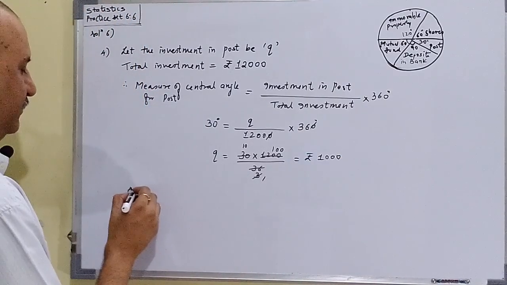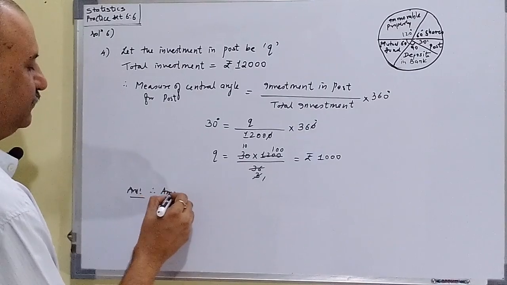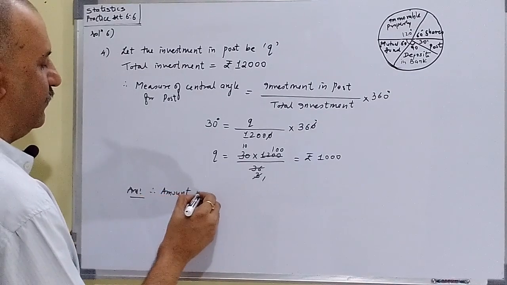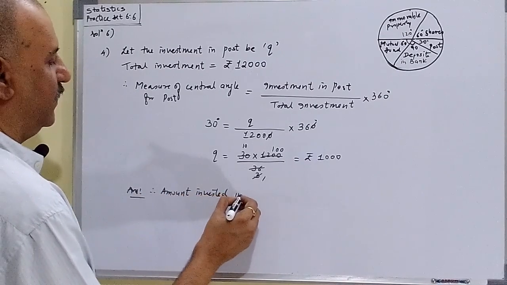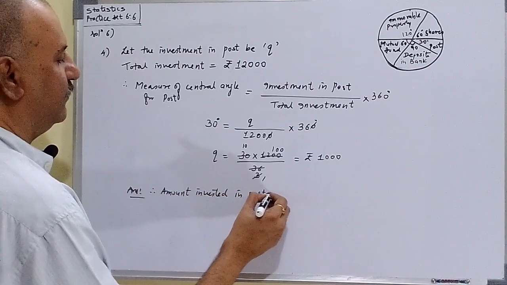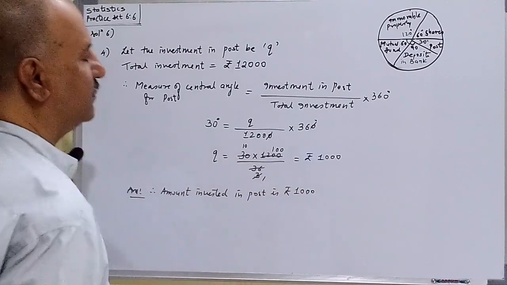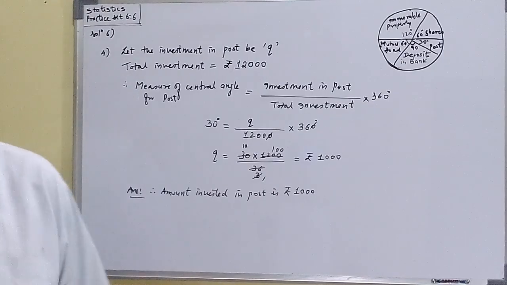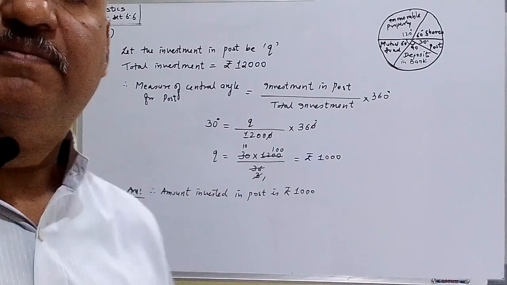So see the final answer. Therefore the amount invested in post is rupees 1000. Question number 6 is completed. With that we complete the practice set.